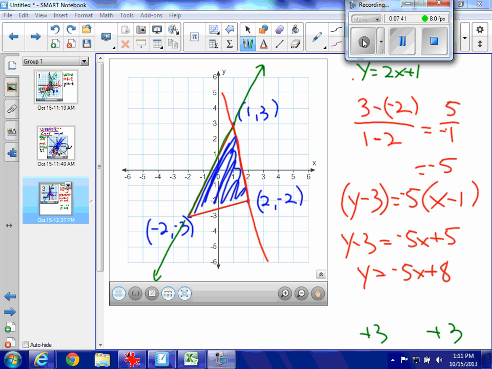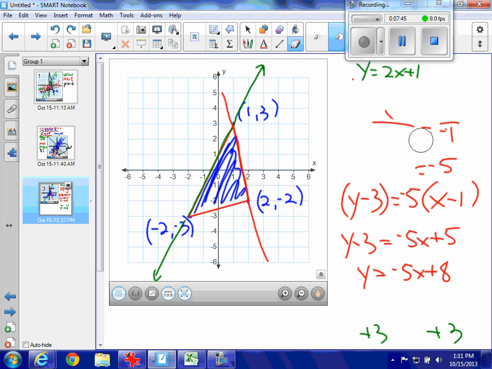All right. So let's write that equation up here at the top in red. That'll be our red one. So I have y equals negative 5x plus 8.